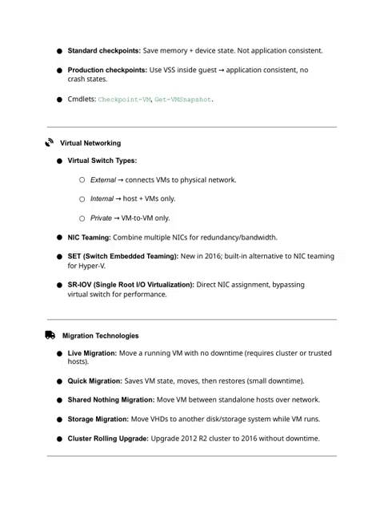NIC teaming is another key concept. By combining multiple network interface cards, we enhance redundancy and increase bandwidth. There's also a newer feature called Switch Embedded Teaming, or SET, introduced in Windows Server 2016. It serves as a built-in alternative to traditional NIC teaming, specifically for Hyper-V, simplifying network management.